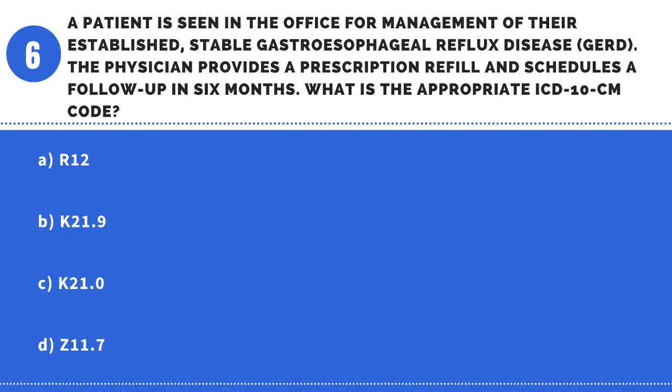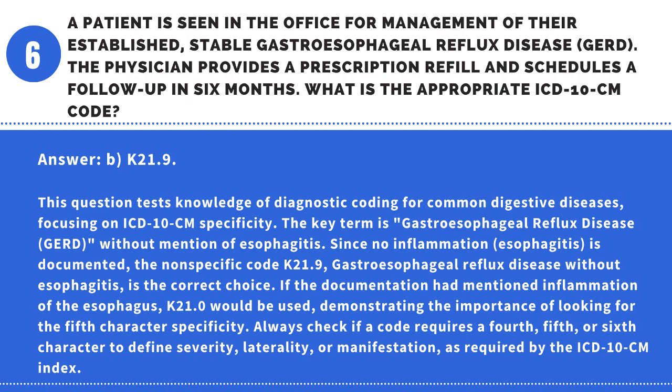Question 6. A patient is seen in the office for management of their established, stable gastroesophageal reflux disease, GERD. The physician provides a prescription refill and schedules a follow-up in 6 months. What is the appropriate ICD-10-CM code? A. R12. B. K21.9. C. K21.0. D. Z11.7. Answer: B.